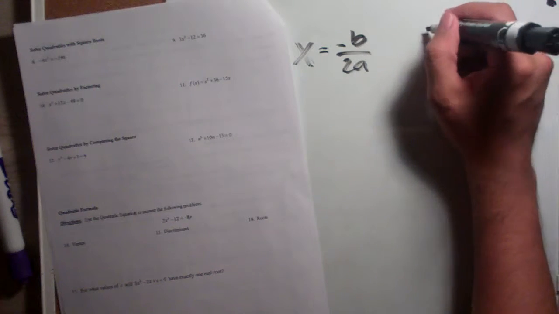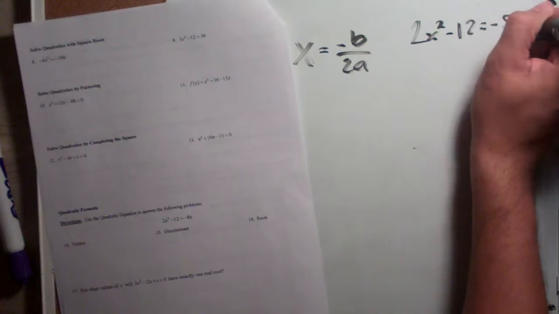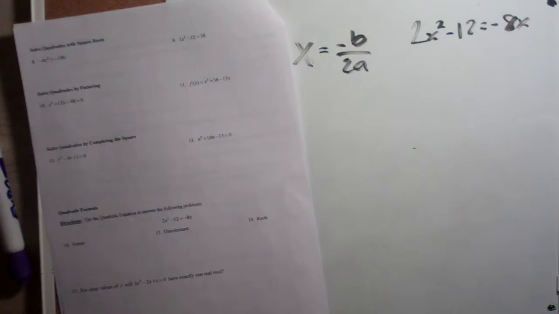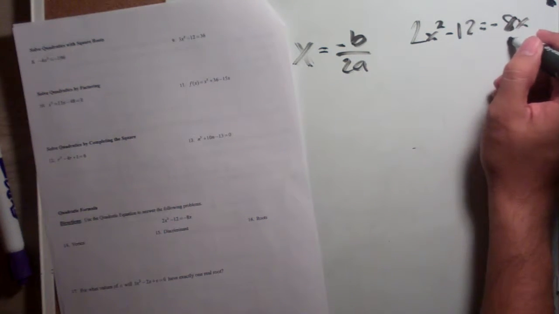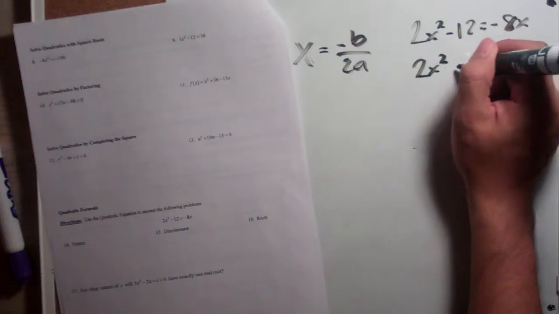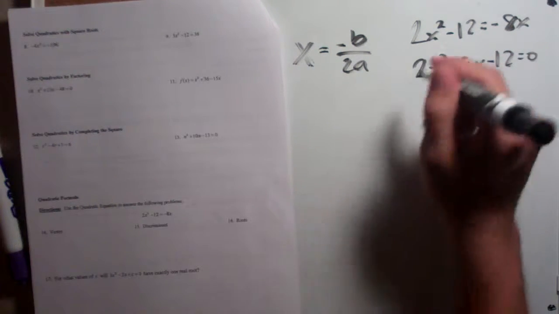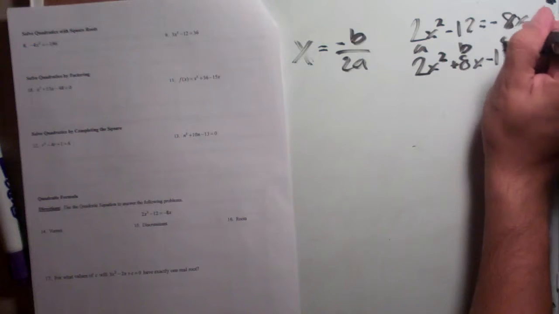Okay, so in this problem, the quadratic is not in standard form, so we must get it into standard form. So we're going to have x squared minus 12 equal to a negative 8x. To get this to standard form, everything needs to be on one side. So I'm going to add 8x to both sides. So in standard form, this would be 2x squared plus 8x minus 12 equal to 0. We can find our a, b, and c.